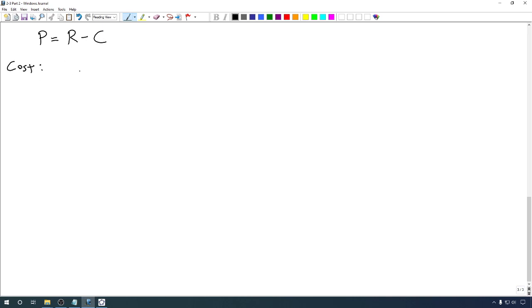So the cost here. Now keep in mind that the process of finding these formulas can be more complicated than what we're about to do. This is kind of just a starting point, in a very simplified example. But when it comes to cost, usually what we'll have are two different types. We'll have a fixed cost.